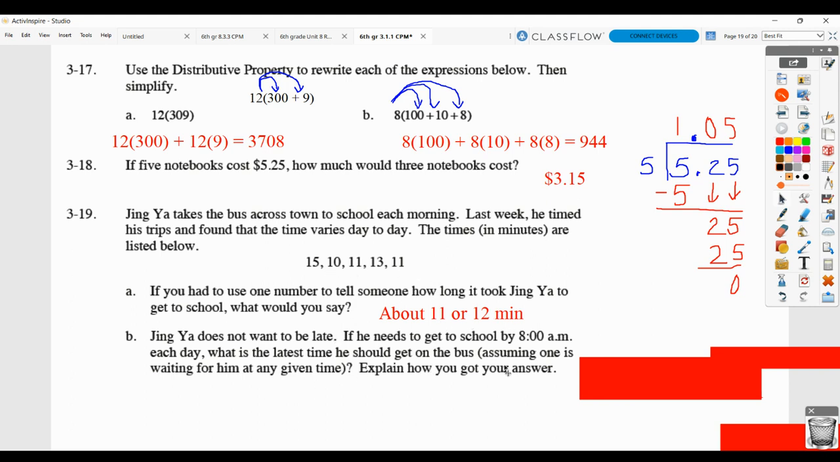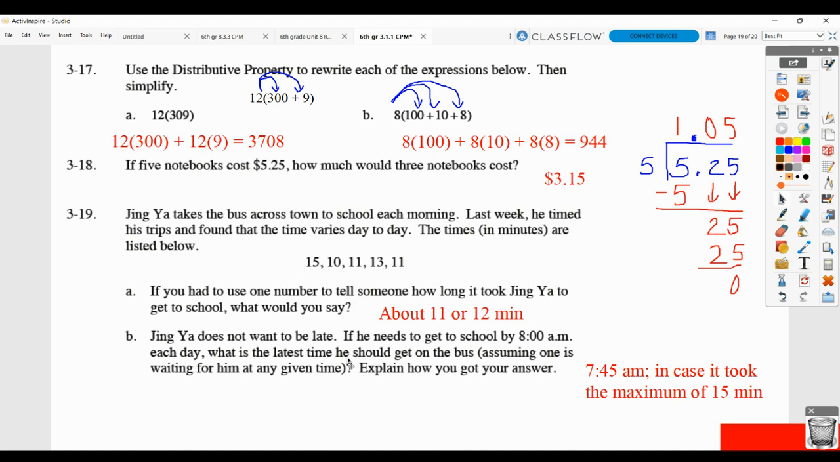And then if he wants to or needs to actually get to school by 8 a.m. each day, what's the latest time he should get on the bus, assuming that he can get one at any time, and how did you get your answer? So if it takes him the maximum of 15 minutes, he would have to get on the bus by 7:45 a.m. to guarantee that he would get to school by 8 a.m.